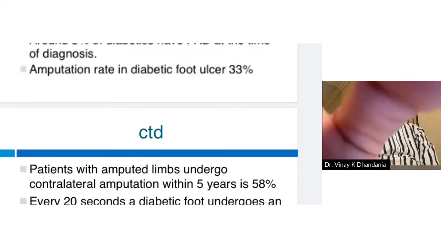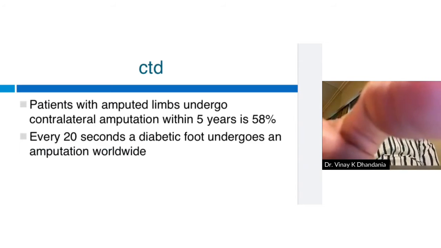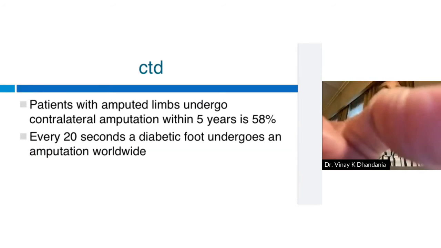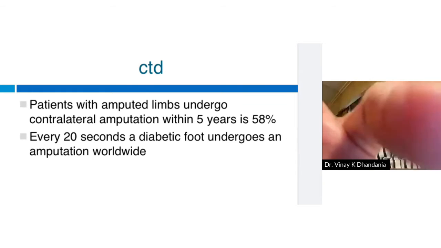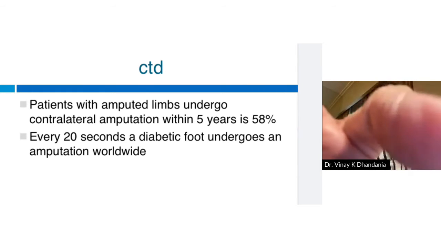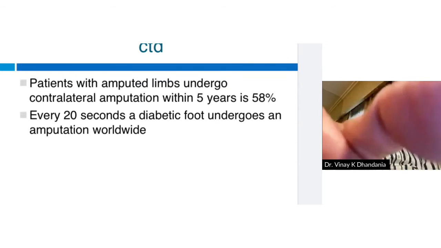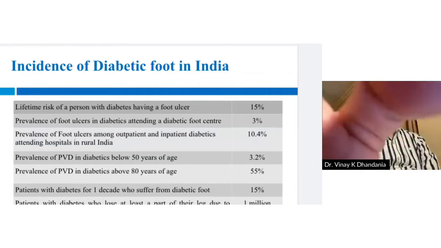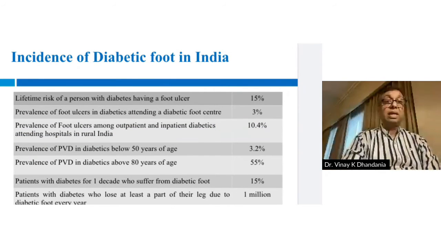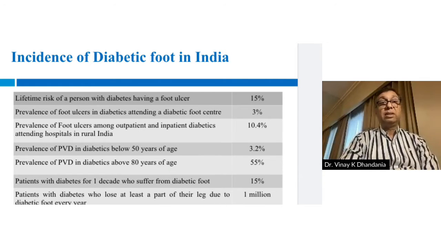Amputation rate in diabetic foot ulcer is 33%, and patients with amputated limbs undergo contralateral amputation within 5 years in 58%. So you can understand this is a huge burden, and every 22nd second a diabetic undergoes an amputation worldwide. Incidence of diabetic foot in India is no less. Lifetime risk of a person with diabetes having a foot ulcer is 15%. The prevalence of foot ulcer in diabetics attending a diabetic foot center is 3%, and the prevalence of foot ulcer among outpatient and inpatient diabetic patients in hospitals in rural India is 10%. So you can understand it's very huge. 1 out of 10 people visiting a rural hospital has a diabetic foot ulcer.